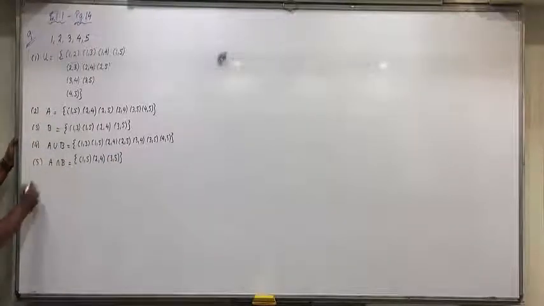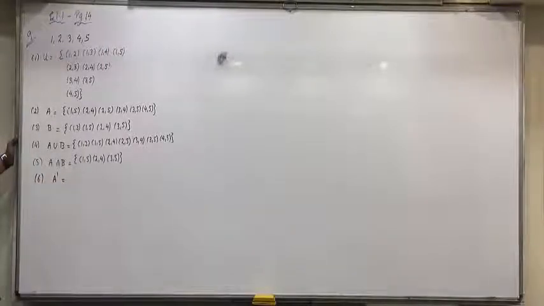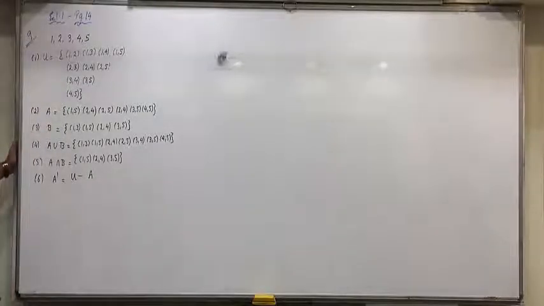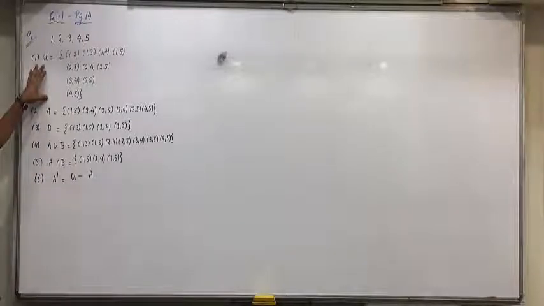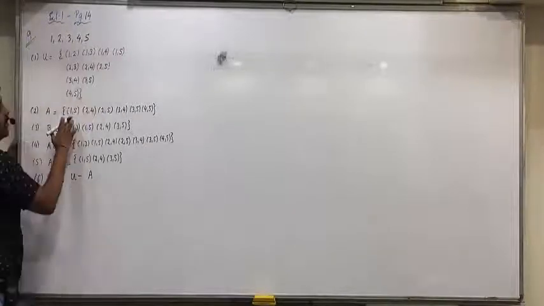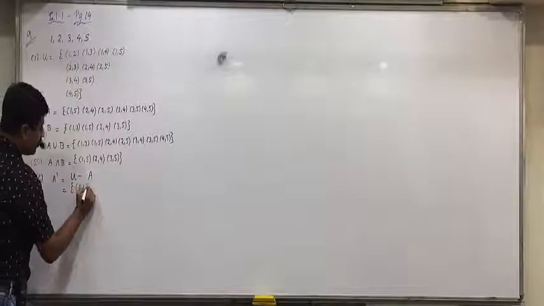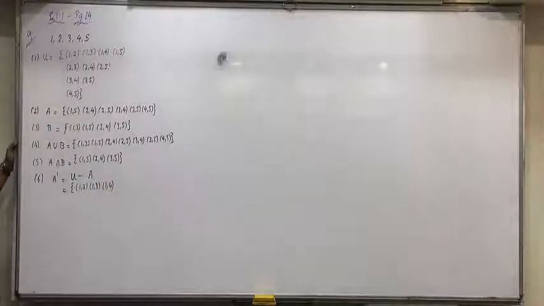Then A complement. How do we read A complement? A naught. A naught means those which are there in the sample space but not in A. It is always equal to U minus A. In terms of probability, 1 minus P(A), but in terms of events, U minus A. This is the sample space. From that, we'll subtract A. So from the row of 1, what will be included? (1,2), (1,3), (1,4), (2,3). Are you okay with this?